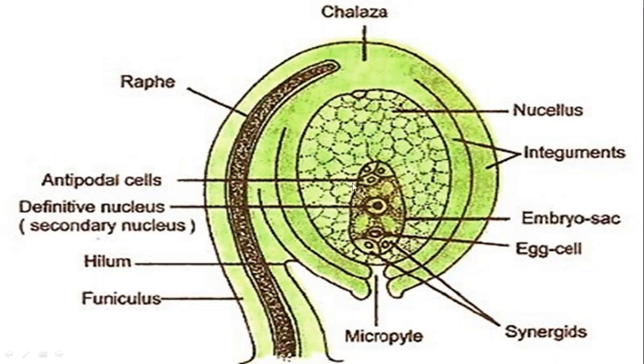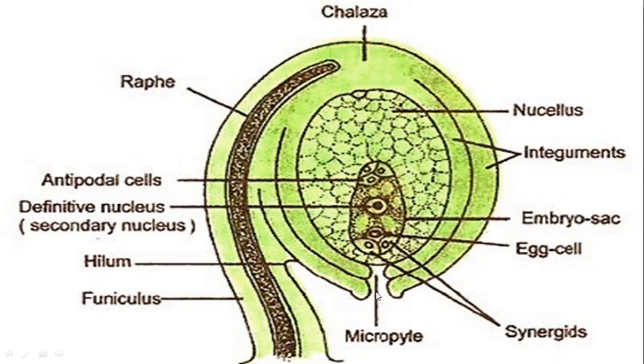So who stores the reserve food in the seed? The endosperm. The endosperm stores the reserve food, and the embryo is formed inside the seed by the fusion of the egg cell and the male gamete. So this is the structure of the ovule which gives rise to a seed.